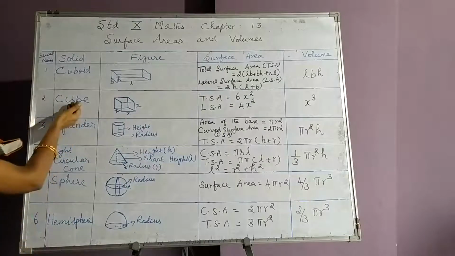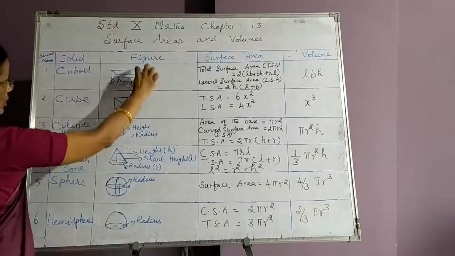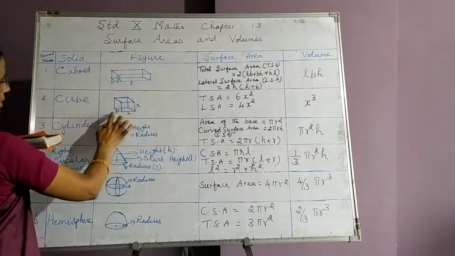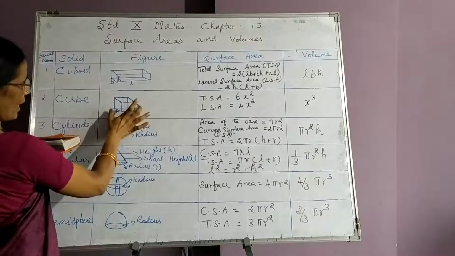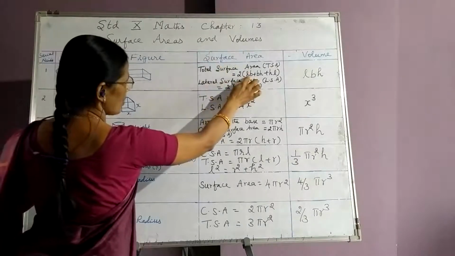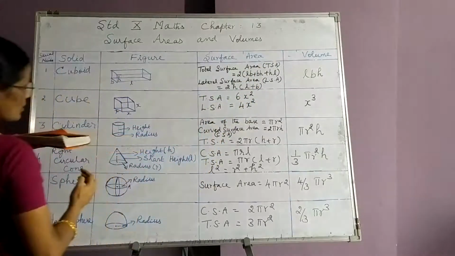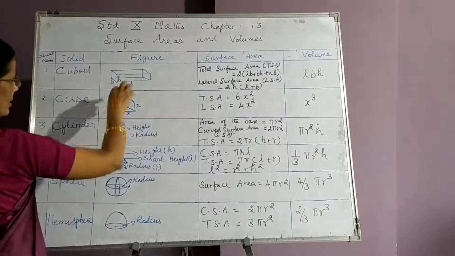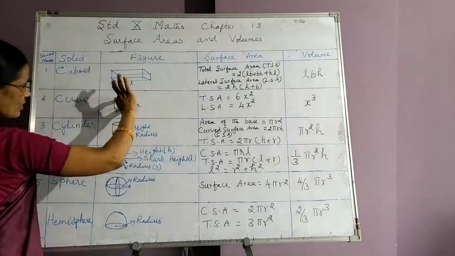As I told you, the difference between cube and cuboid: if L, B and H are equal, this cuboid is converted into a cube. So here you find length, breadth and height are equal. Here I have taken length, breadth and height as X. So in this cuboid formula, if you substitute L equal to B equal to H equal to X, we will get these two formulas. In a cuboid, each face is a rectangle. Here each face is a square.